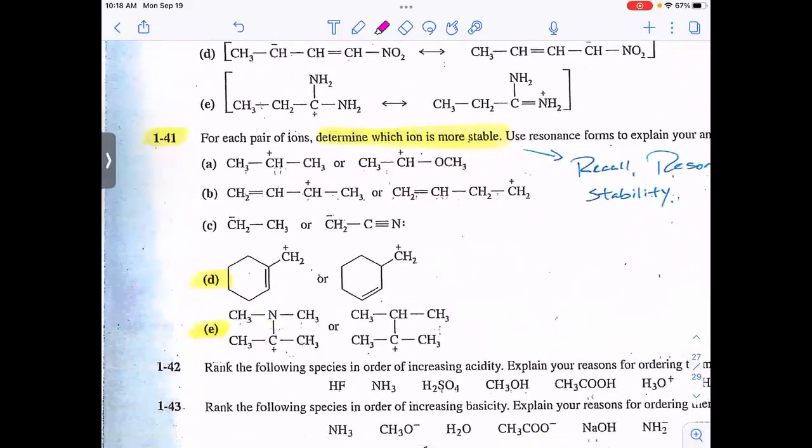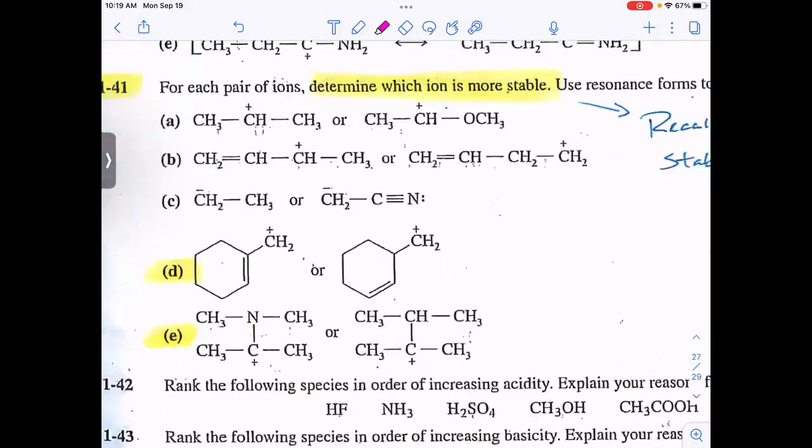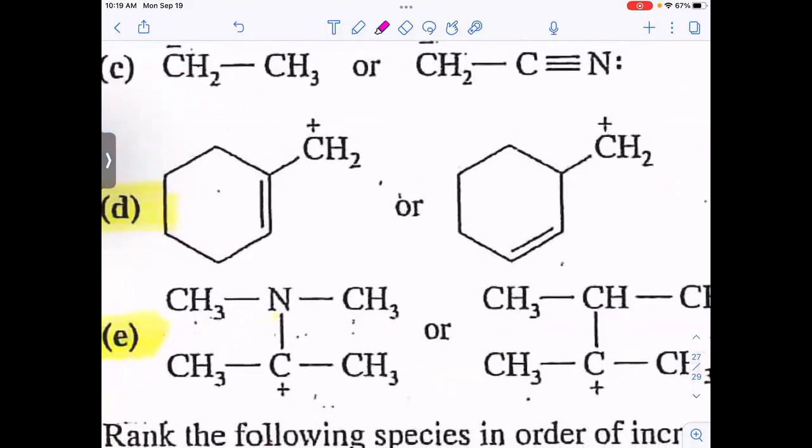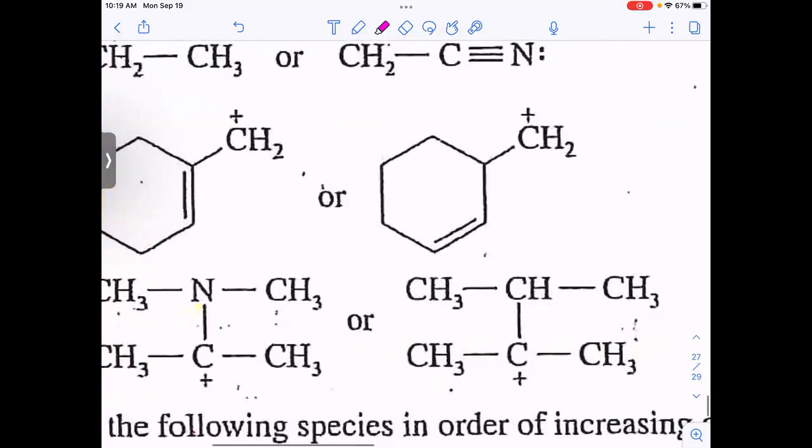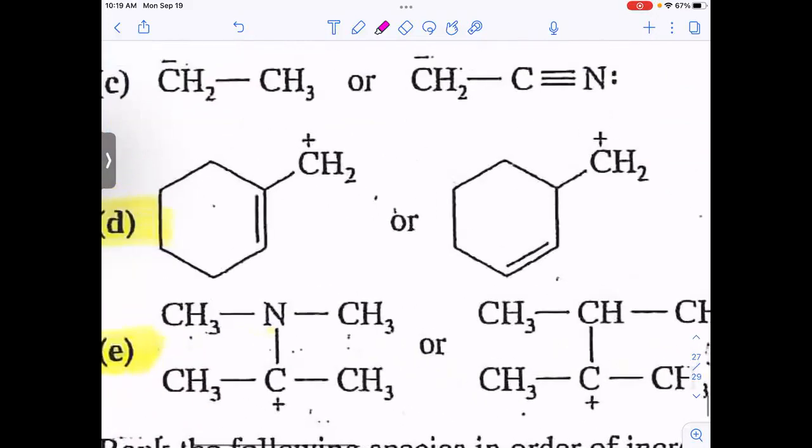All right, let's go to 141 and look at the question. We're going to talk about this because resonance and stability go hand in hand. The more resonance forms you can draw, the more stable the particular molecule in question is. So it says for each pair of ions, determine which ion is more stable and use resonance forms to explain your answer. All right, so let's do D. Let's start with the other side, and this is a cation, by the way.